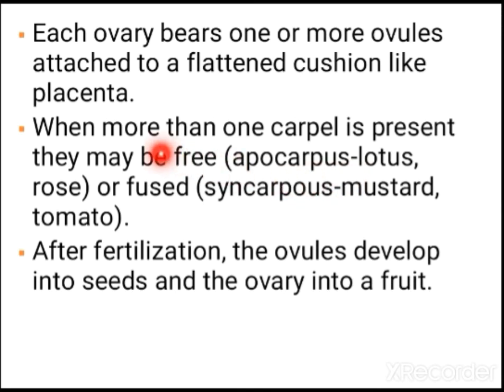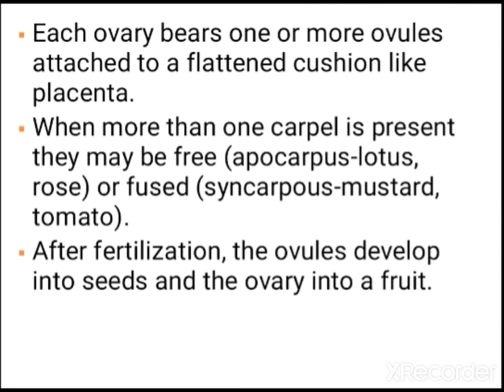With carpels, as I told you, maybe one carpel is present, and sometimes more than one carpel. When there is more than one carpel, they can be free, not united, and sometimes they can be fused. When fused, you call that syncarpous. When free, you call that apocarpous. In lotus and rose, you can see apocarpous. Syncarpous we can observe in mustard, tomatoes and so on. After fertilization, the ovules develop into seeds and the ovary develops into fruit.